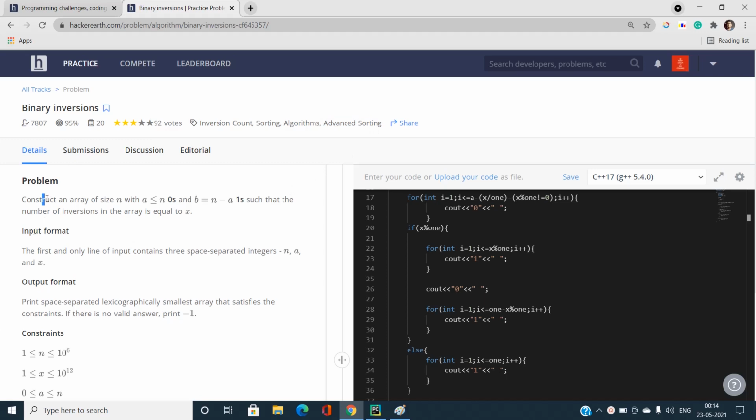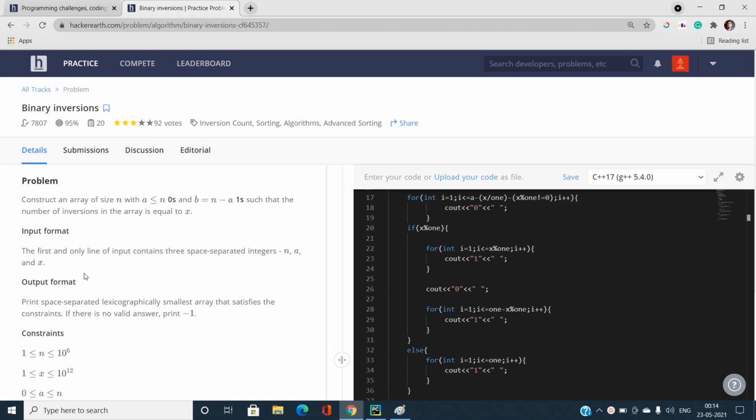We have to construct an array A of size n, where A is less than or equal to n, with A zeros and B ones, where B is n minus A, such that the number of inversions in the array is exactly equal to x. If you're not aware of the definition of inversion, no need to worry, I am going to explain that also.